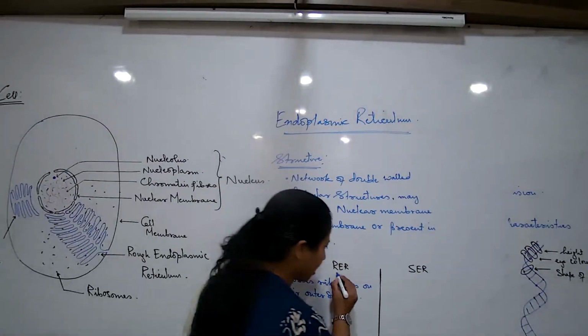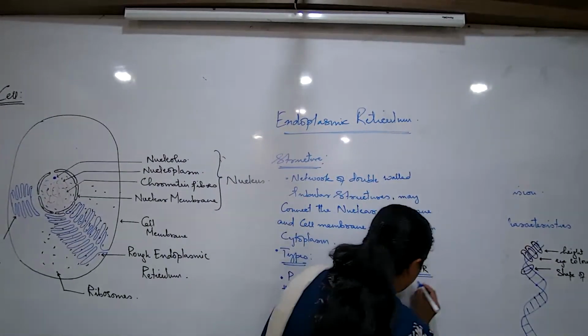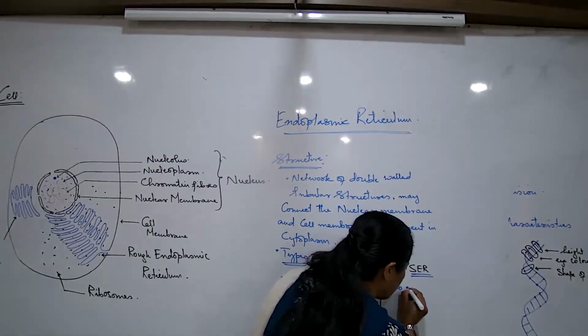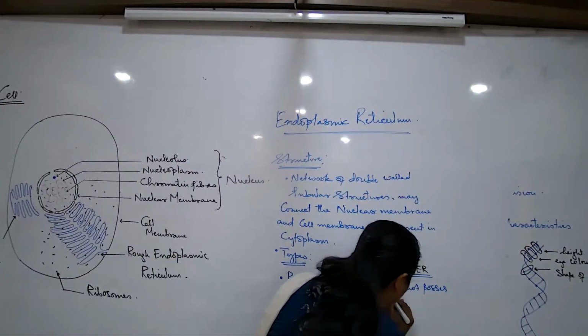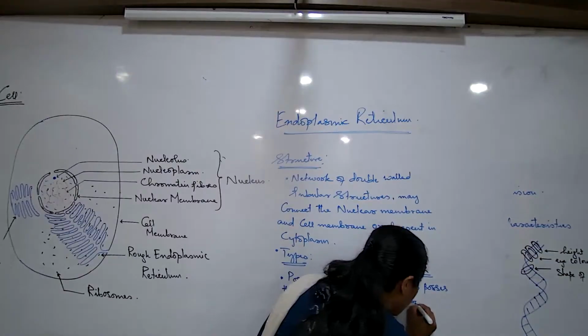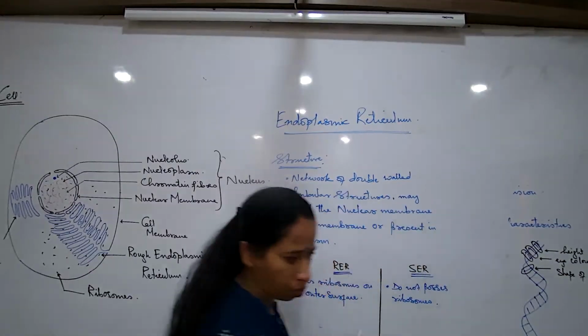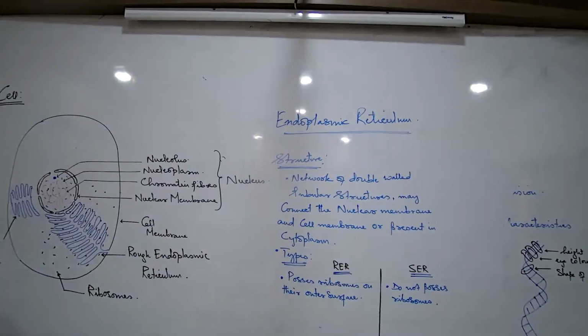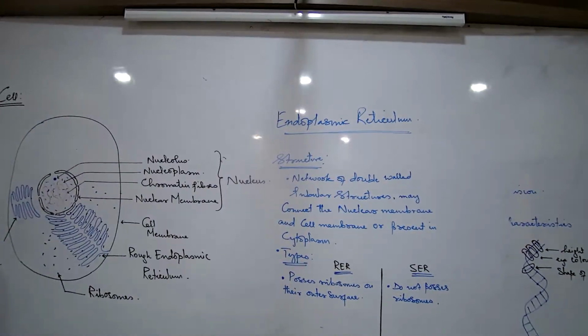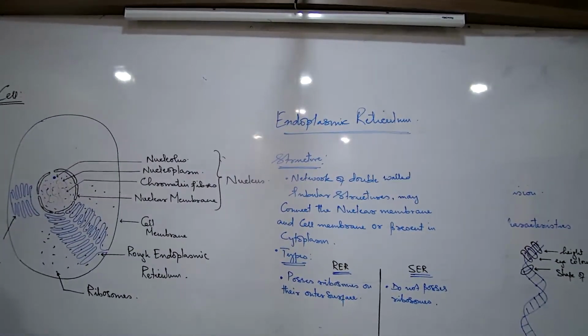Does the SER possess ribosomes? No. They do not possess ribosomes. Are you following? They do not possess ribosomes. So now that we are talking about what is the major criteria, how are we dividing the types of endoplasmic reticulum? Whether ribosomes are present or not.